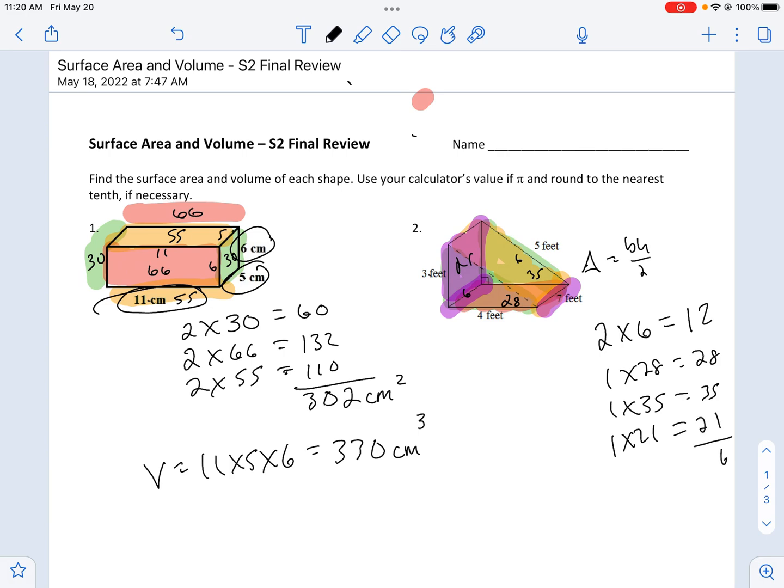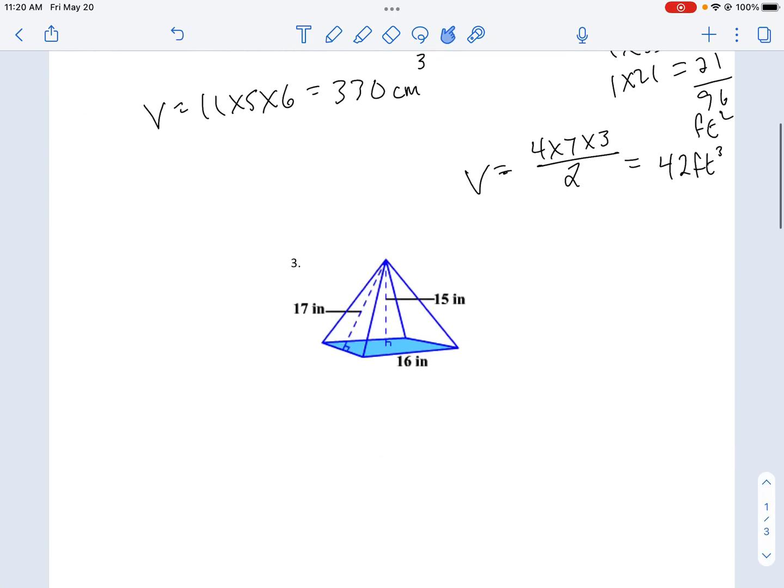So 1, 6, 14, 6. Here you are, 1, 4, 7, 9. And again, if you care about units, it's area, so it's squared. Now this one we're going to have volume is length times width times height. But since it's a triangle, we're going to divide those by 2. So length times width times height divided by 2. So let's see, that's going to be 42. We multiplied 3 things, so feet cubed.